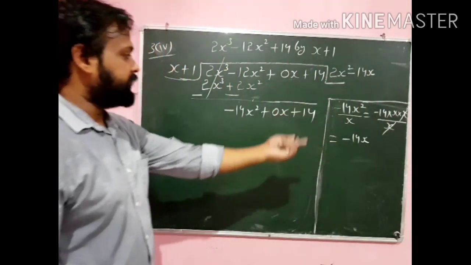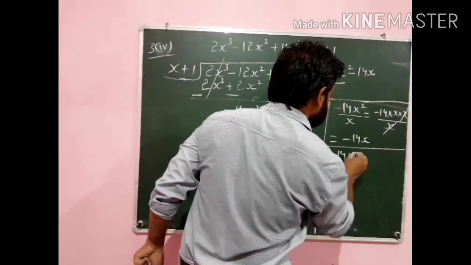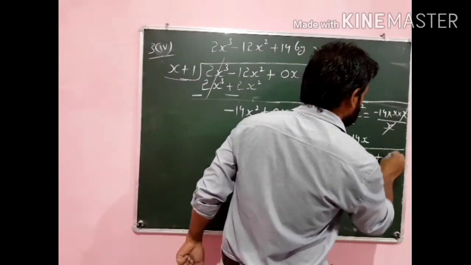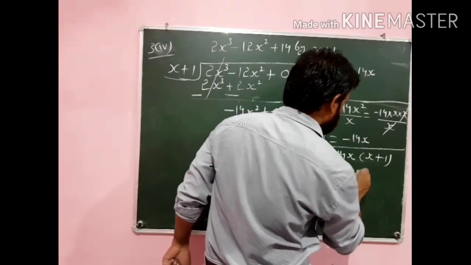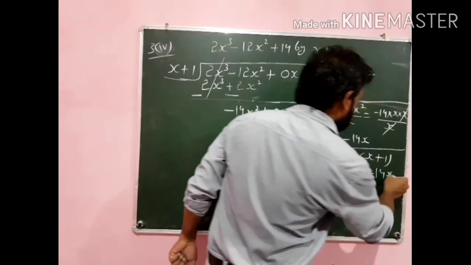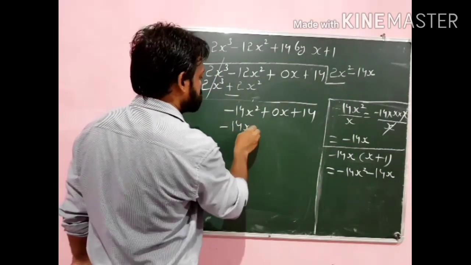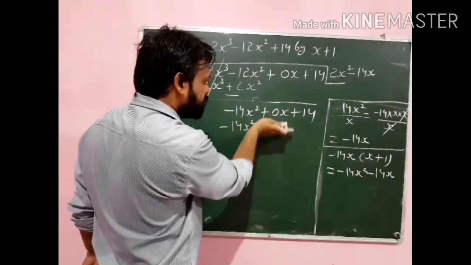Okay, now the next step is we have to multiply this minus 14x with this divisor, so it is x plus 1. So now multiply this minus 14 into x will become minus 14x square, again plus minus is minus, 14x into 1 becomes 14x. So write it down here, it will become minus 14x square. This is minus 14x exactly over the variable x.